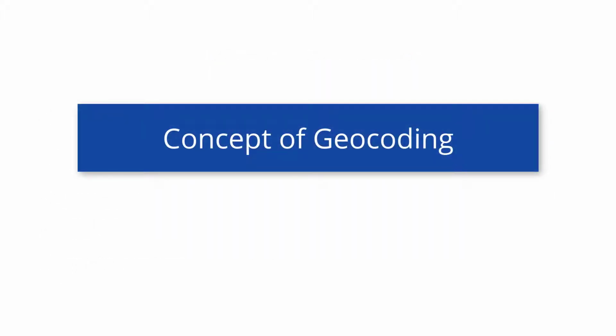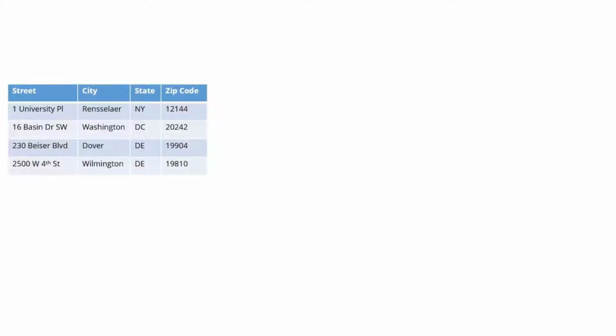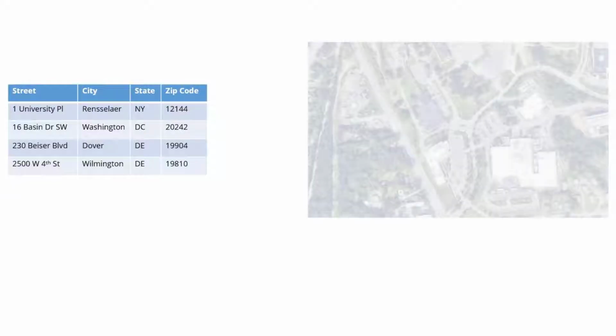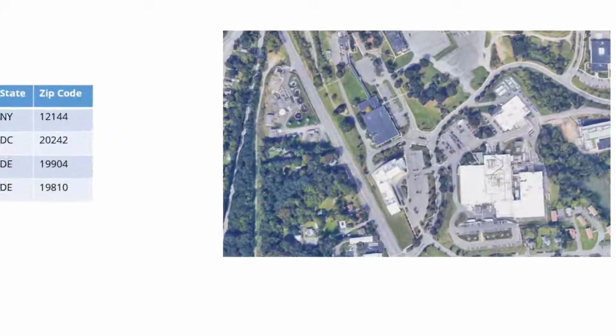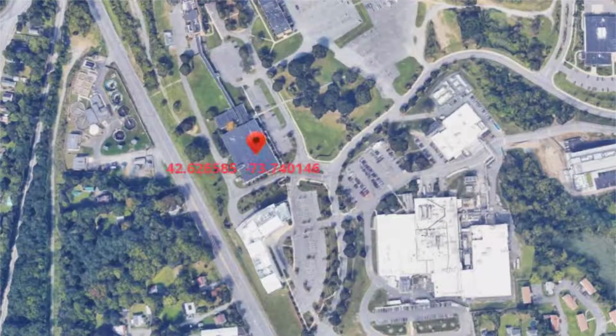Before we start, let's take a minute to understand the basic concept of geocoding. Address information typically includes attributes such as house or apartment number, street name, city, state, and zip code. These address attributes are names of specific locations that cannot be displayed on a map without a reference to a physical location. A physical location is defined by its latitude and longitude, which represents a location on Earth's surface.